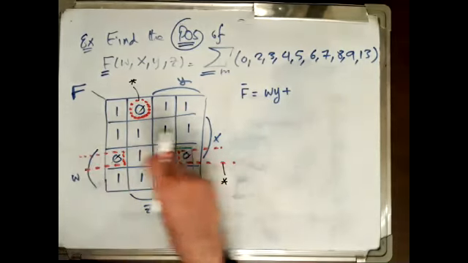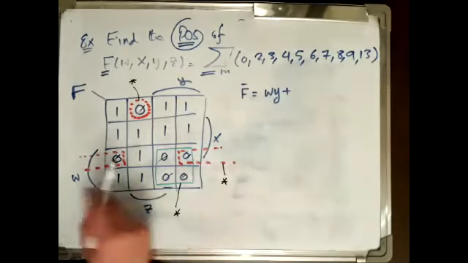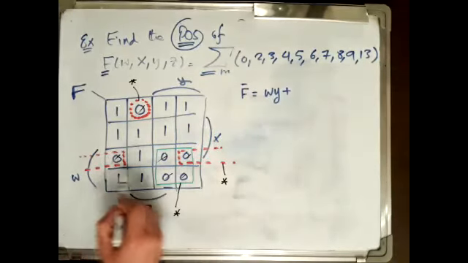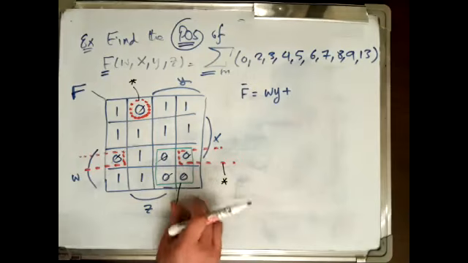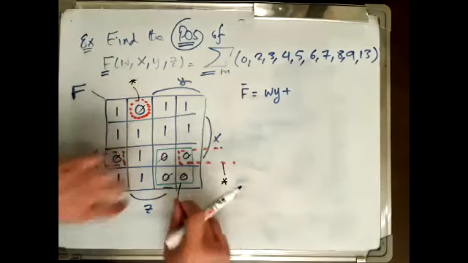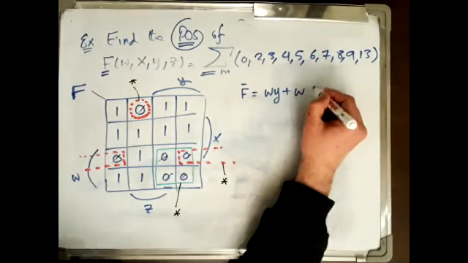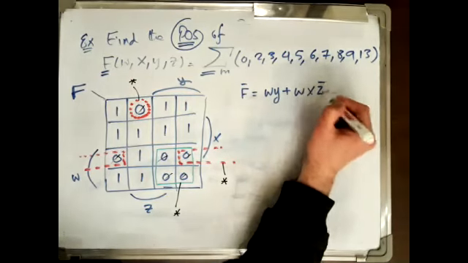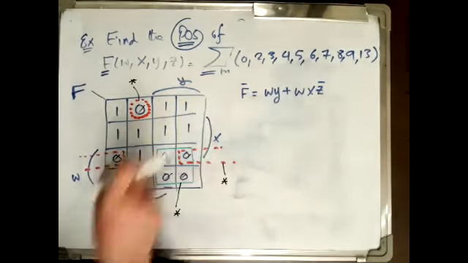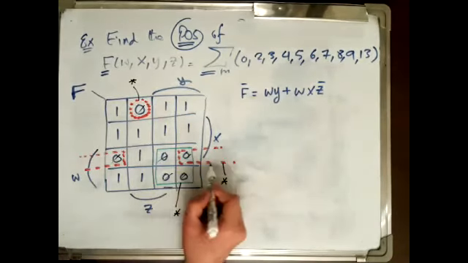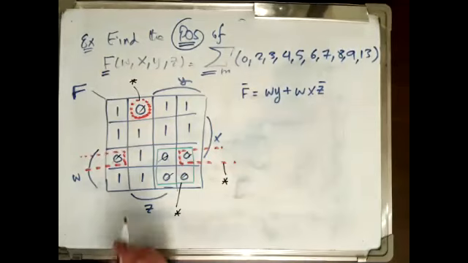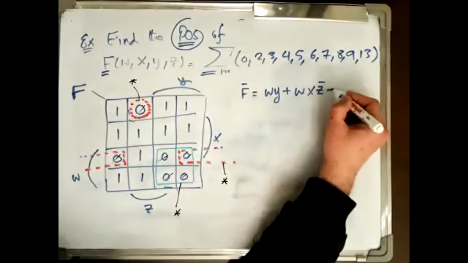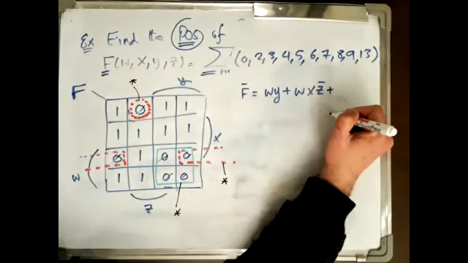W and X. But if you take the intersection of W and X, you end up with this row, or these four squares. We want only two out of these four squares, so it is the intersection with Z bar. So it is W intersection X intersection Z bar, because if you intersect with Z bar you end up with these two squares. And the last one, this one, what is the logic expression for this prime implicant?